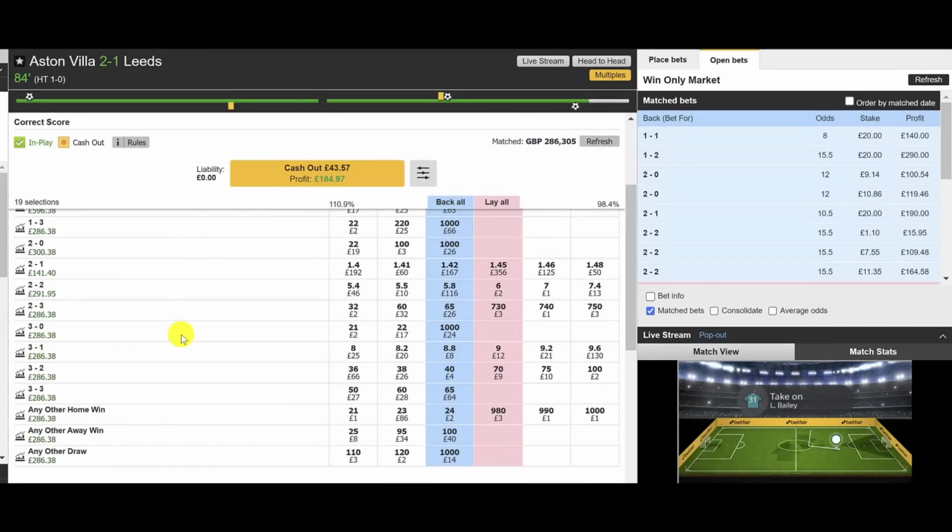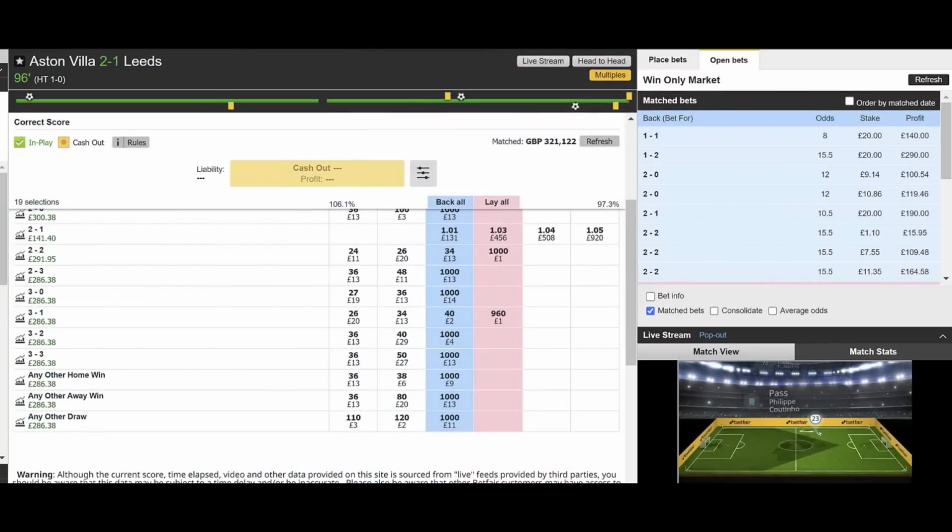There's around 5 minutes left, plus the injury time. Let's see. Aston Villa 2, Leeds 1. And so that's going to be it. It looks like Aston Villa are going to hang on to this 2-1 win. There was a big chance for Leeds right in injury time, but couldn't convert and make it 2-2.